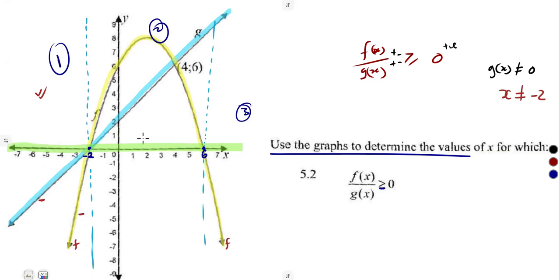The second one, from minus 2 to 6. We can see that also both here, this is our f. f is positive, on top of the x-axis, and g is also positive on top of the x-axis. So f is positive, g is positive. This is exactly what we want. So the second region is part of our solution.